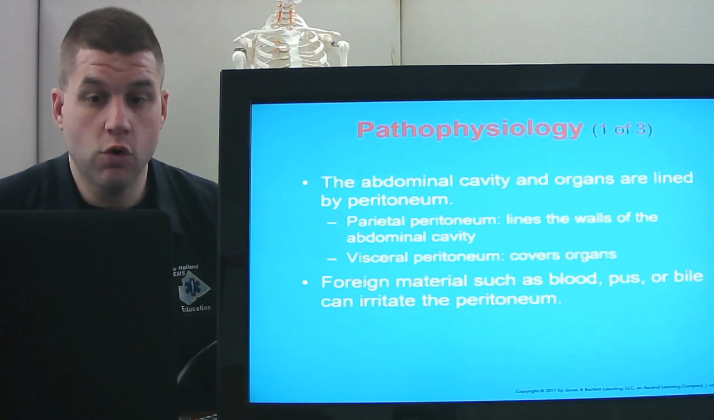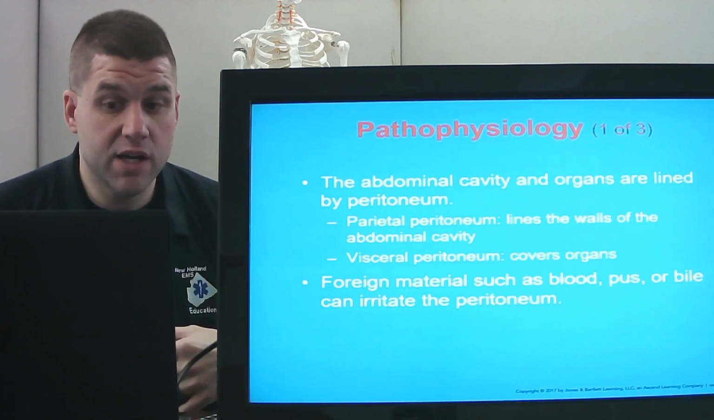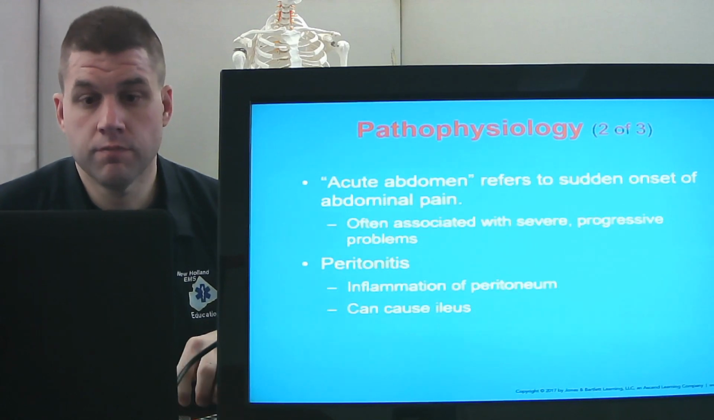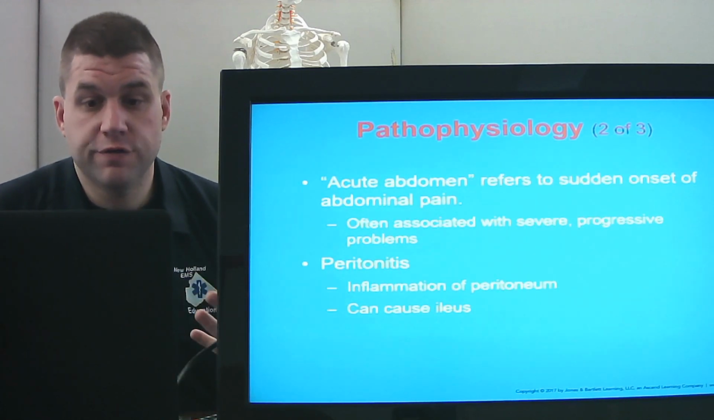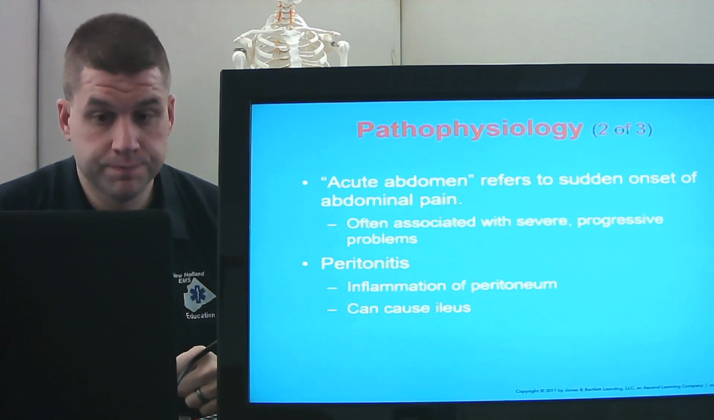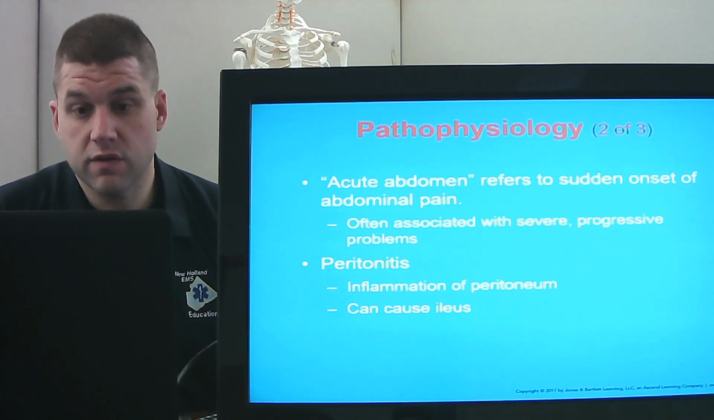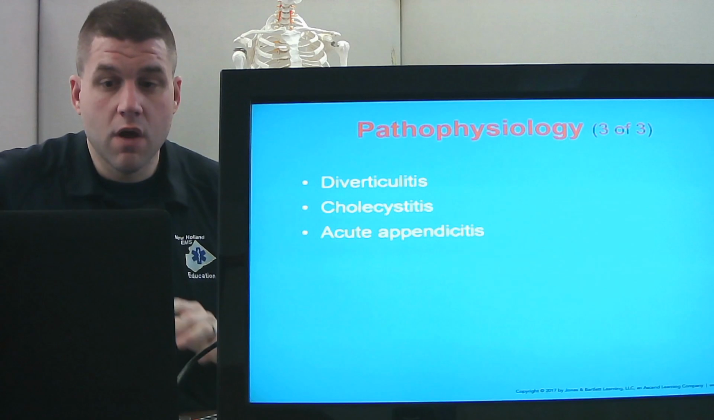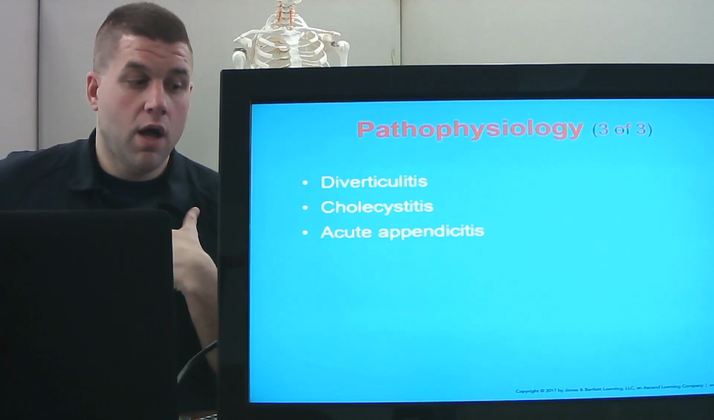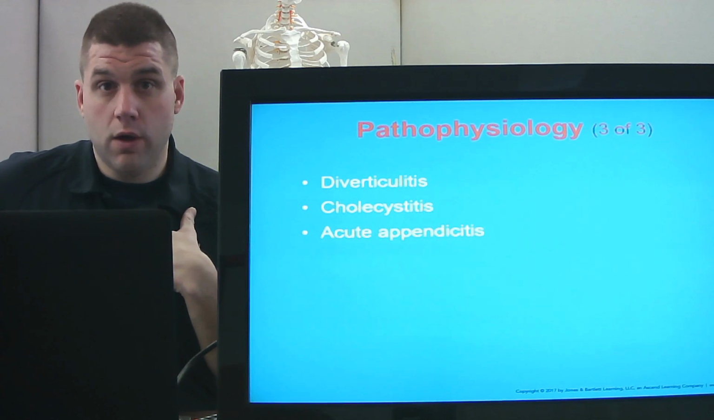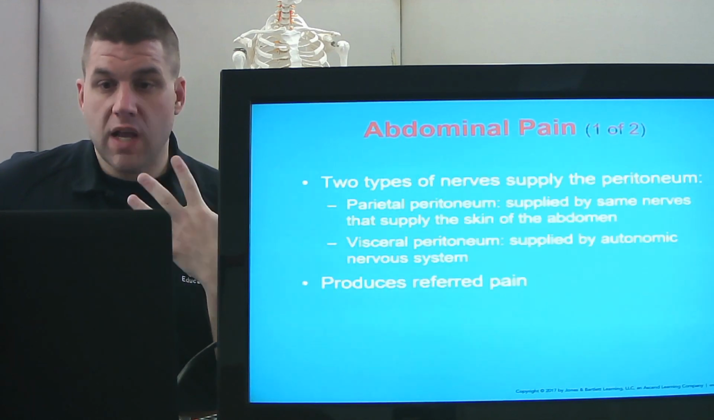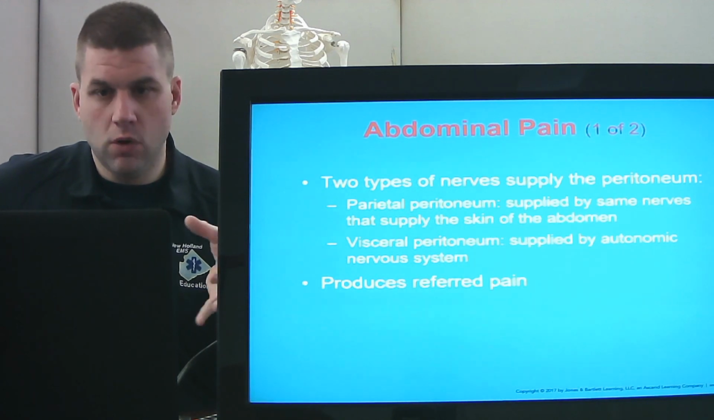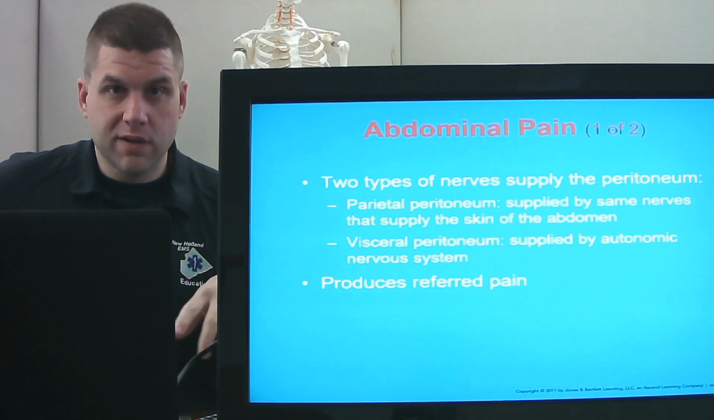If we go back a slide, foreign materials such as blood, pus, and bile can irritate the peritoneum by causing an infection. Right? Peritonitis is inflammation of the peritoneum, and it can cause ileus. Diverticulitis, cholecystitis, and acute appendicitis are all disease disorders that affect the abdominal cavity as well. So, abdominal pain. This is the one. This is the most common thing that we're going to see when we're dealing with medical abdominal complaints that aren't trauma.